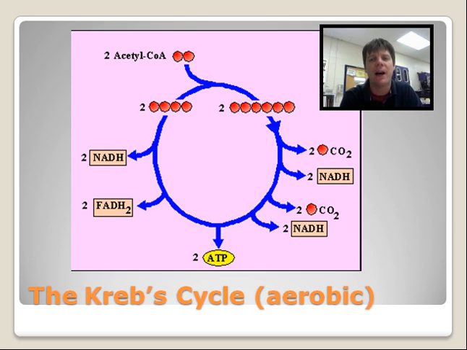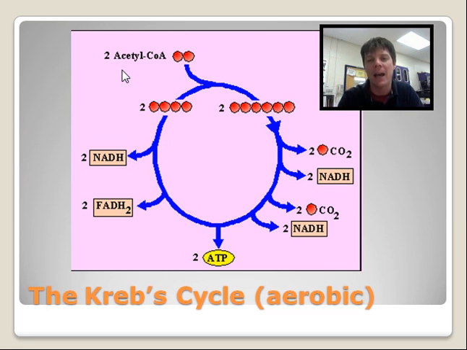Here's a slide which provides a summary of the Krebs cycle. This is aerobic respiration. I've specifically left out detailed information about all the intermediate molecules. If you're in an AP course, you would want to do some additional research. For the level of student that I'm gearing this for, we don't need to bog down in those details. Let's pick out some key things we need to know about the Krebs cycle.